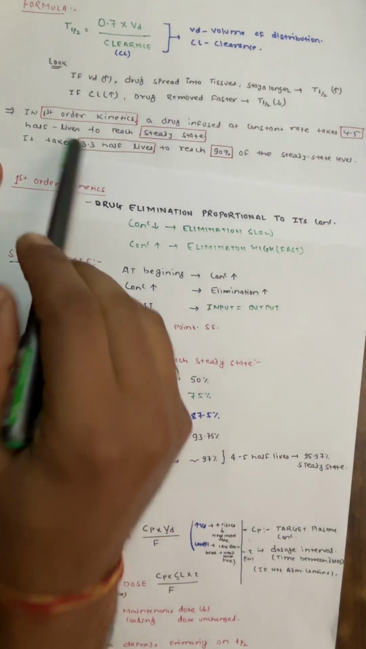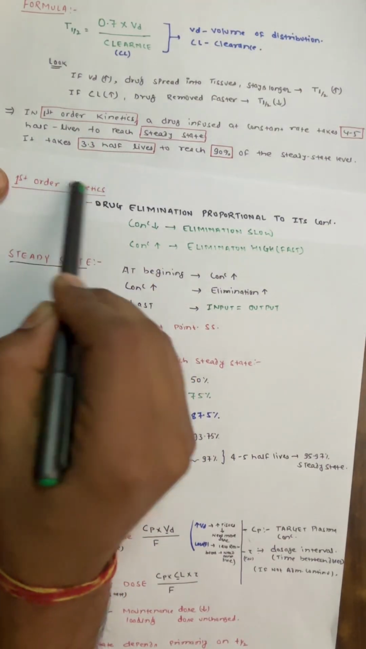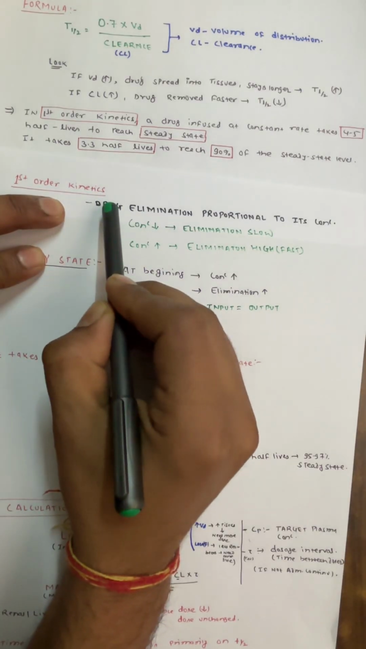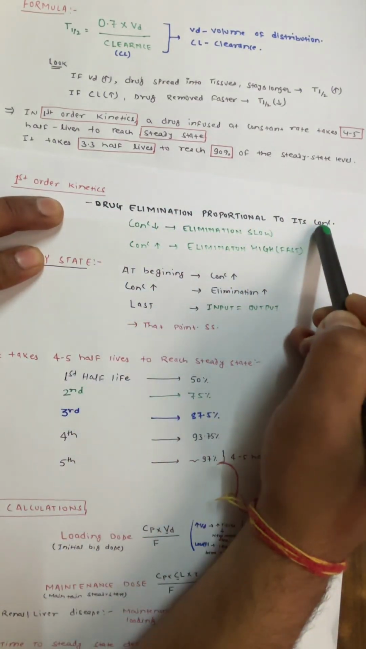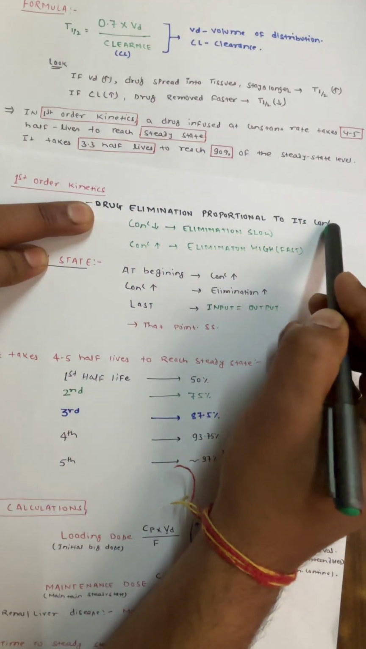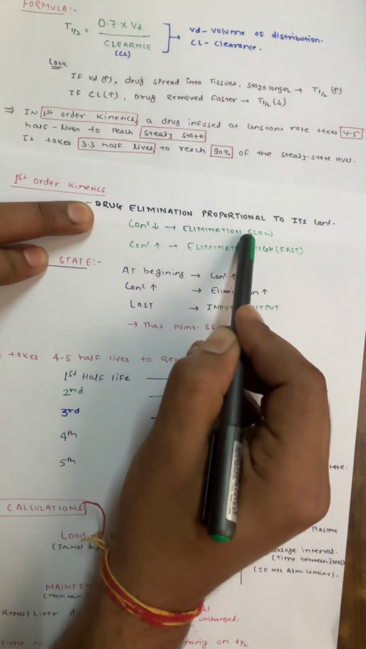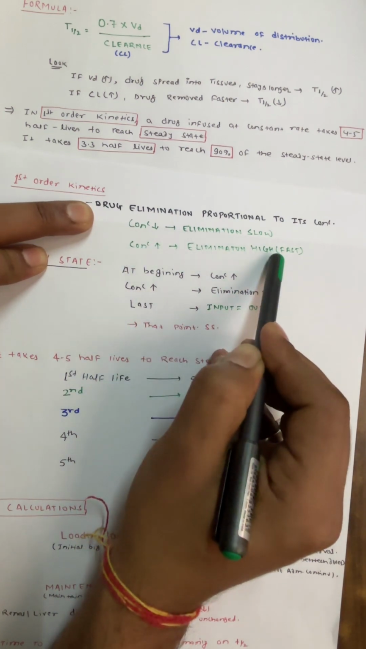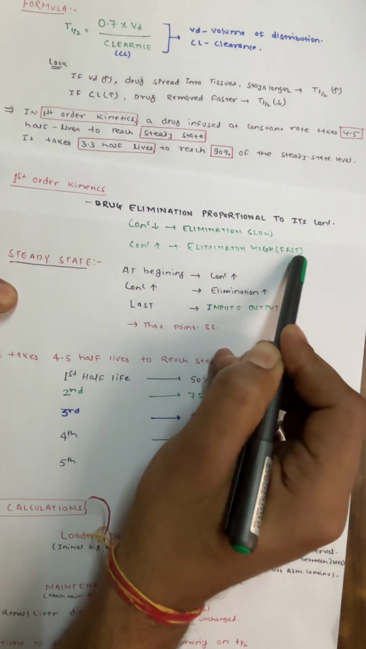So we said first order kinetics. So first learn what is first order kinetics. First order kinetics means the drug elimination is proportional to its concentration. So the rate will depend upon how much is the concentration. If the concentration is low, elimination is slow. If the concentration is high, elimination will be high, or we can say fast.